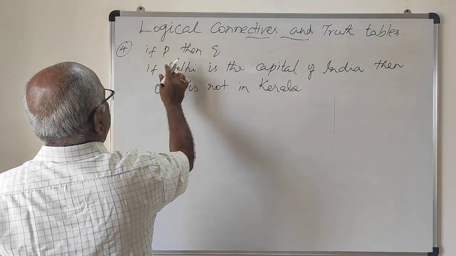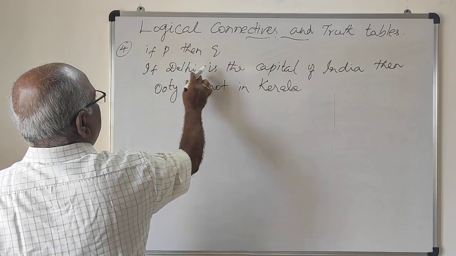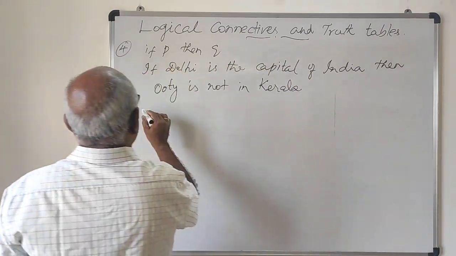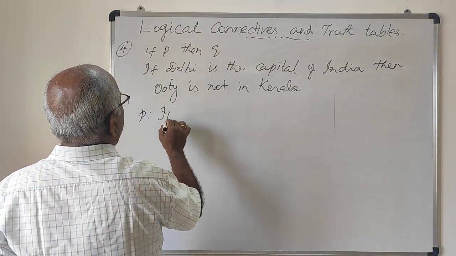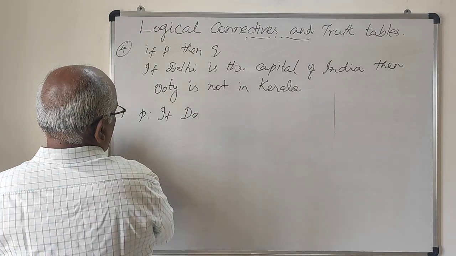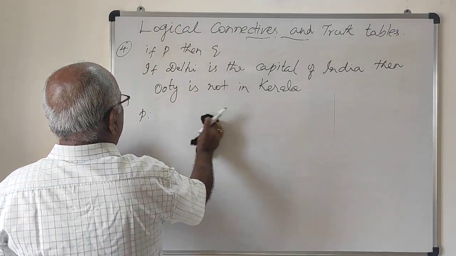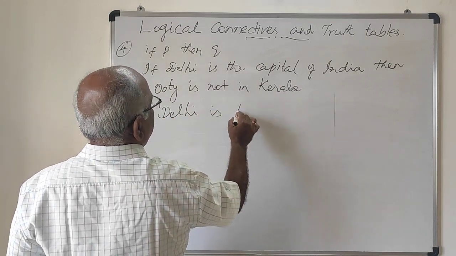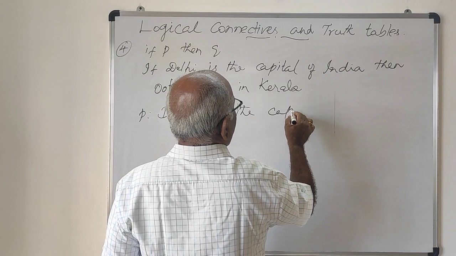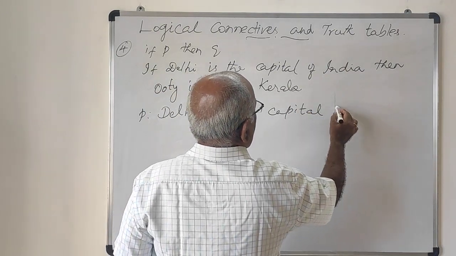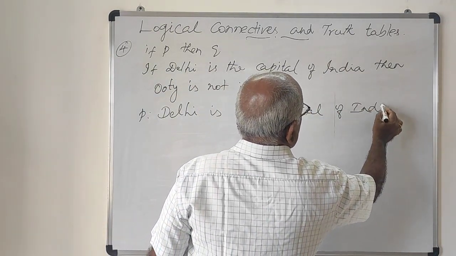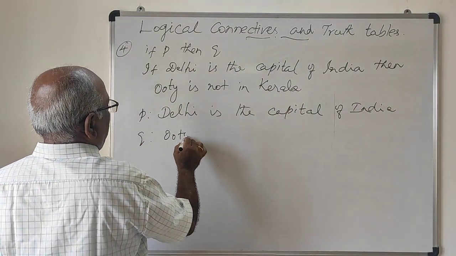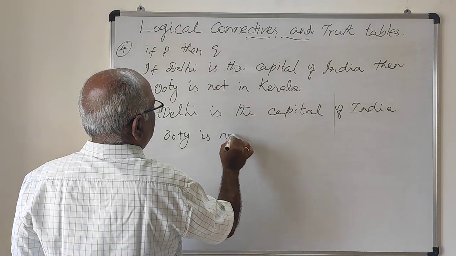In the first statement, the part after "if", Delhi is the capital of India, is the variable P. Don't write "if"; P is just Delhi is the capital of India. And Q is Ooty is not in Kerala.